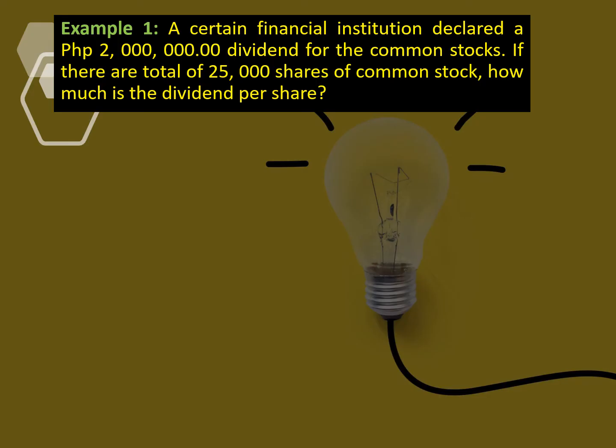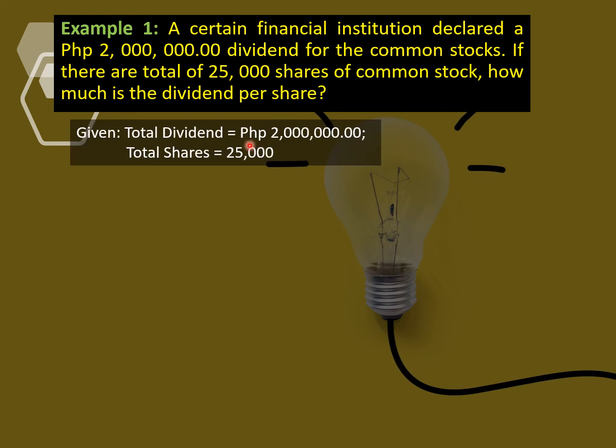Okay. So, now, let's work on some examples. So, we have here, a certain financial institution declared a 2 million pesos dividend for a common stocks. If there are total of 25,000 shares of common stock, how much is the dividend per share? Okay, dividend per share. So what are the given? So right now, we're gonna have to write first the given. We have the total dividend, 2 million, total shares, 25,000. So a while ago, we defined dividend per share as the ratio of the total dividend versus the total shares. I-divide lang natin tong dalawang ito.